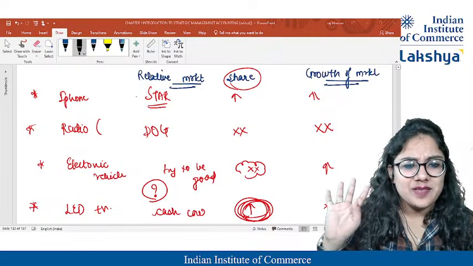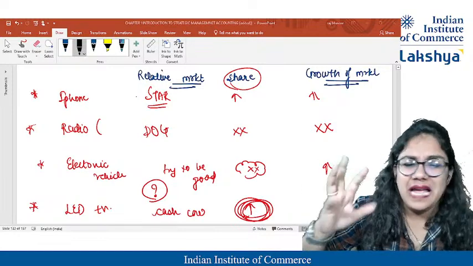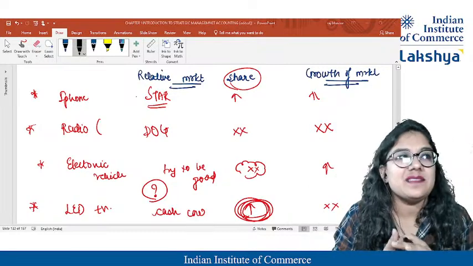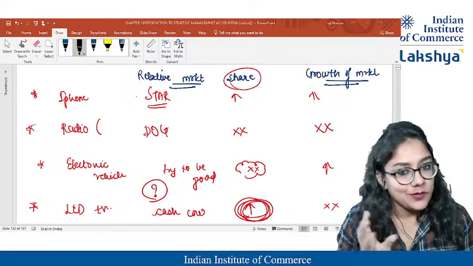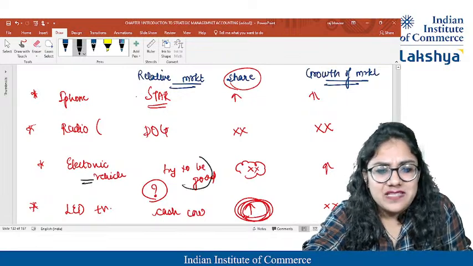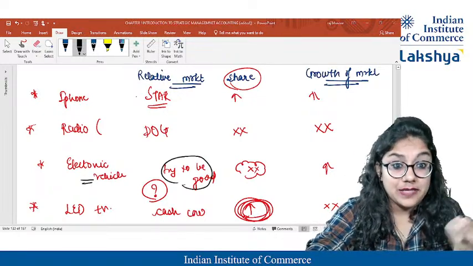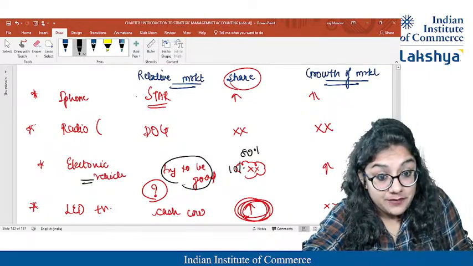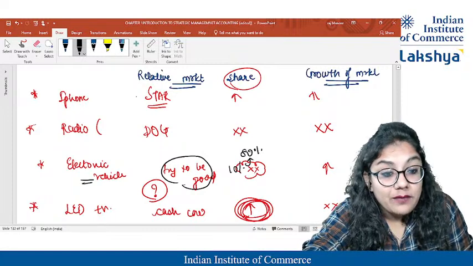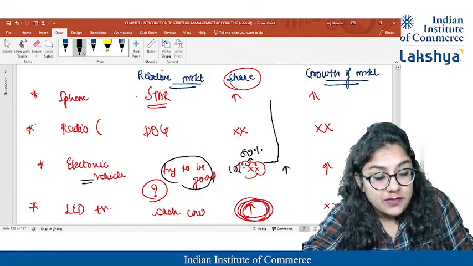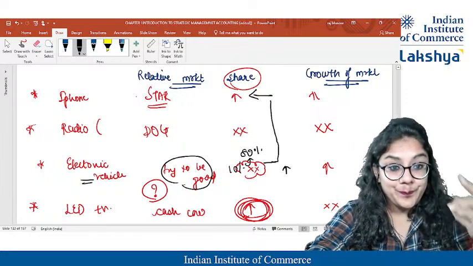If I am in the radio business, but my radios are also not working, I have very little investment in radio and the market is also gone. So my business is like a dog. It will not even sustain. If I am engaged in electronic vehicles where I have not invested so much, just 20% or 10%, but now if I grow to 80%, both things will be positive, then I will be like a star.